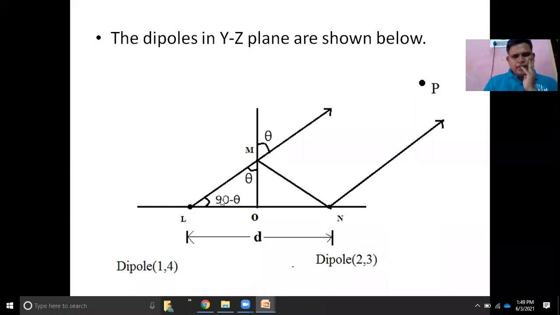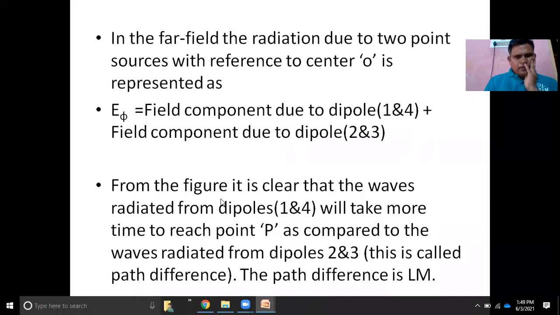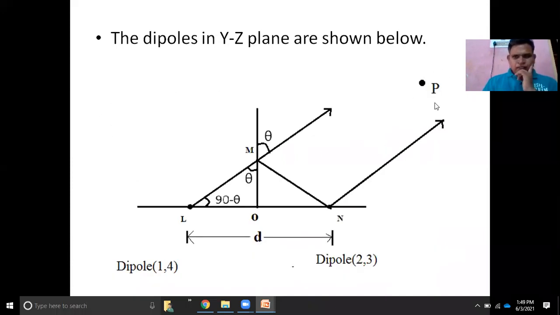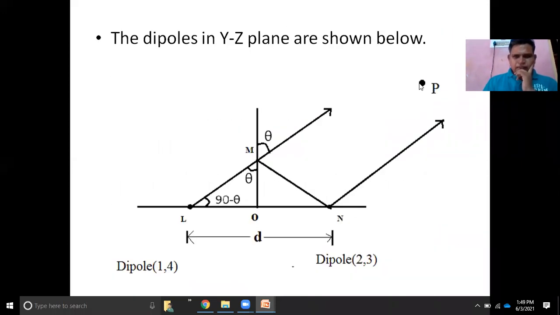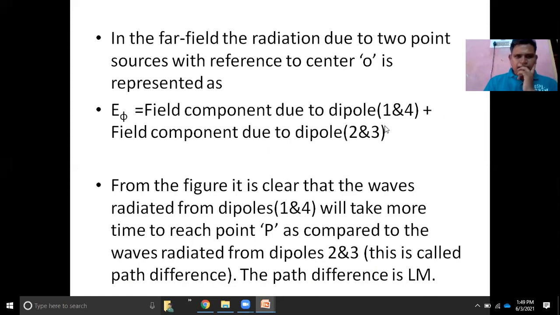This is d cos(90° − θ). Here, the total electric field intensity at this observation point P is nothing but the electric field intensity due to this short dipole plus the electric field intensity due to this short dipole. That's why we can write the total electric field intensity as the field component due to dipole 1-4 and the field component due to dipole 2-3.